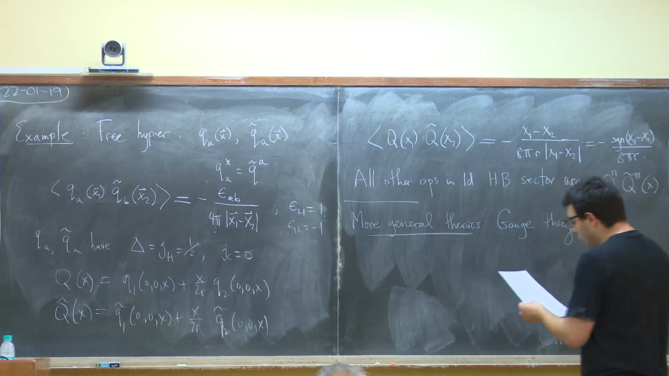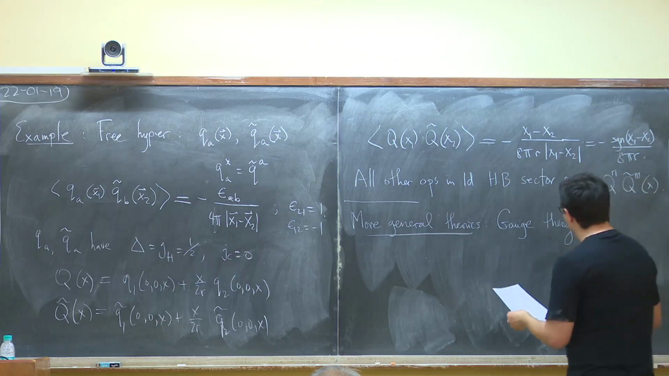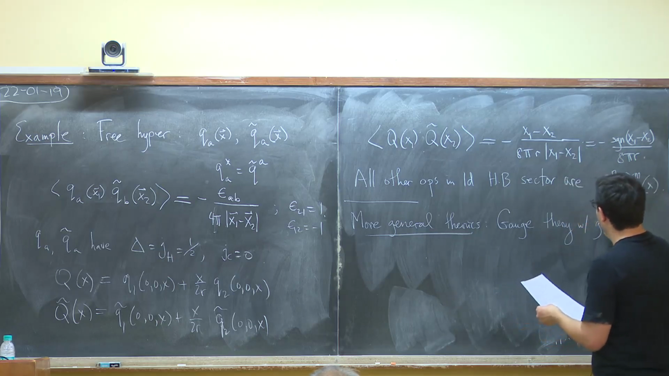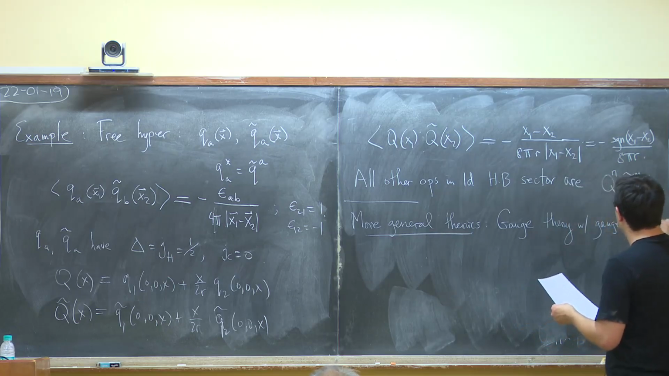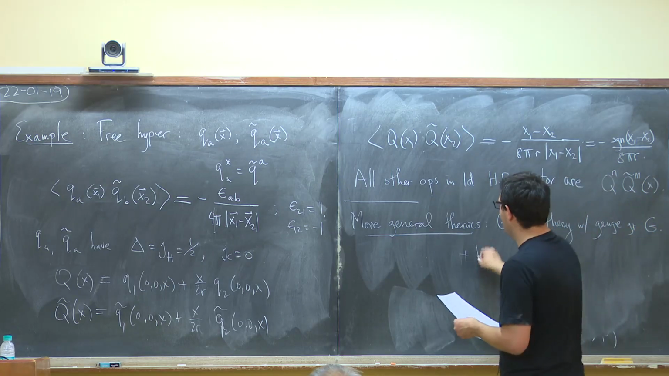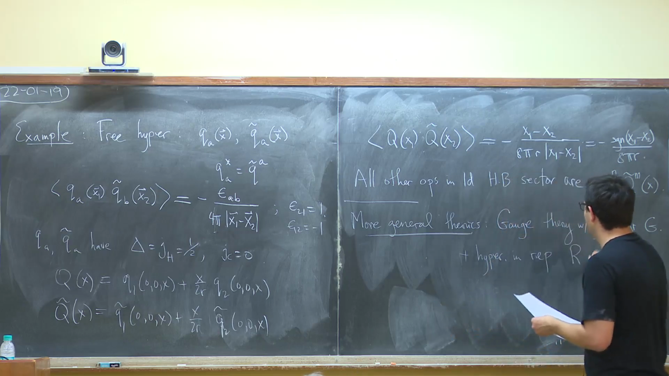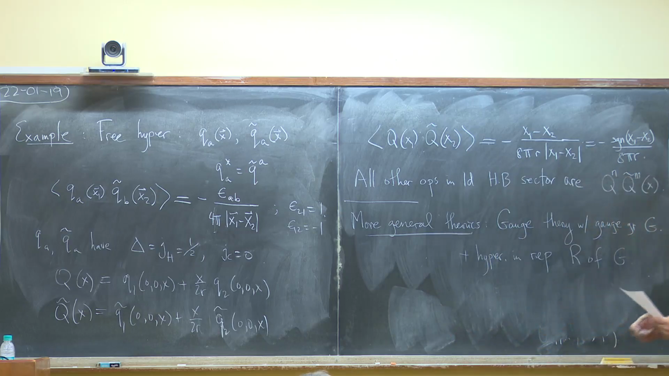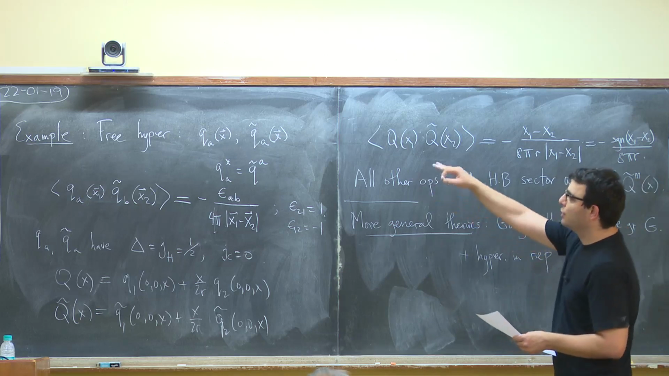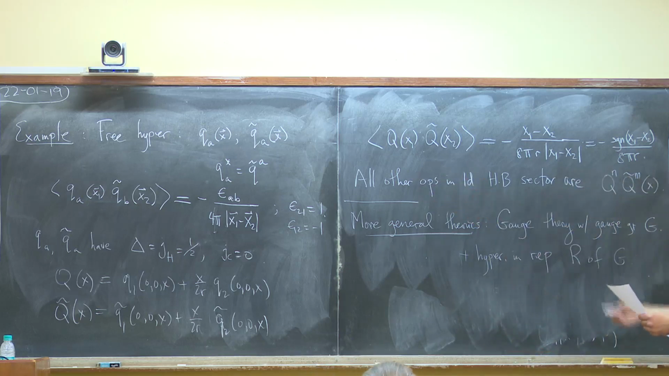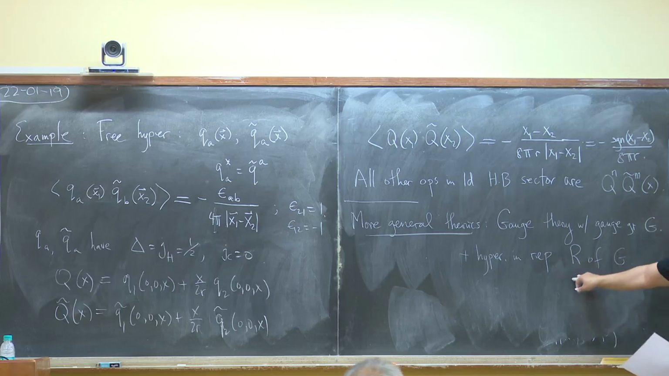Okay, so the most general class of theories that I'm going to be discussing are gauge theories with gauge group G and a hypermultiplet in representation R of G. That means that Q transforms in R and Q tilde transforms in the conjugate of R, because Q tilde is the conjugate of Q. Group is simple. Any gauge group. Any group. Any gauge group you want, any representation you want, doesn't have to be irreducible.